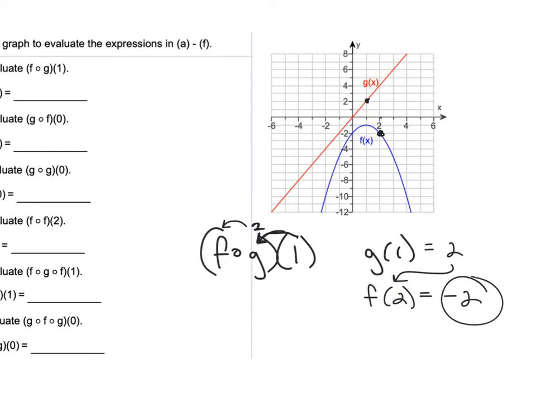All right, so let's recap over here. We plugged 1 into G and we got 2. Then we turned around and let 2 be our new X. Plug 2 into F and we got negative 2. Negative 2 is my answer.